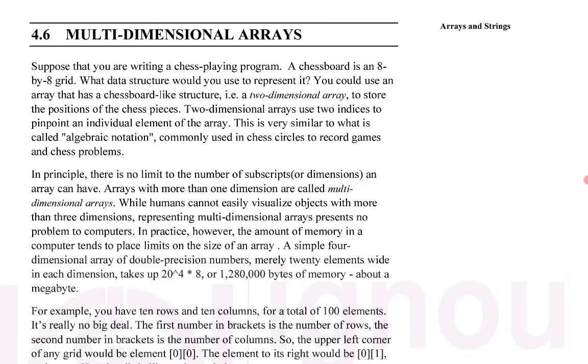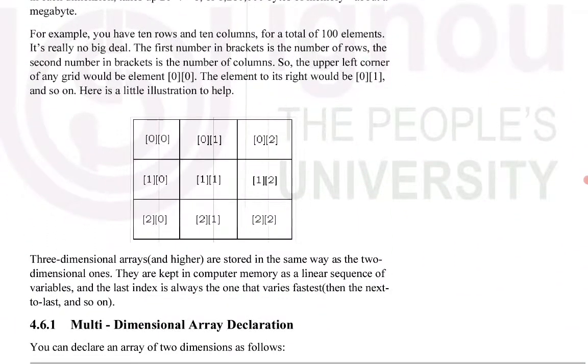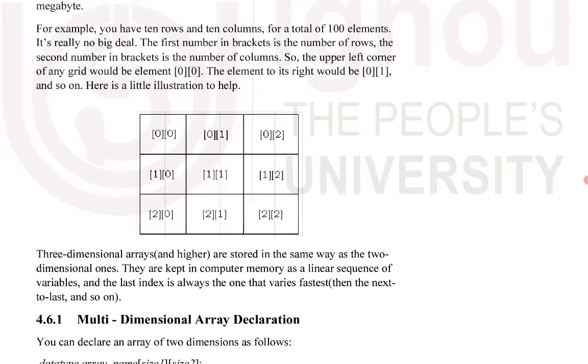The first type is called a one-dimensional or single-dimensional array. The second type of arrays are called two-dimensional arrays, or multi-dimensional arrays, or matrices. So this is a simple example of a two-dimensional array.